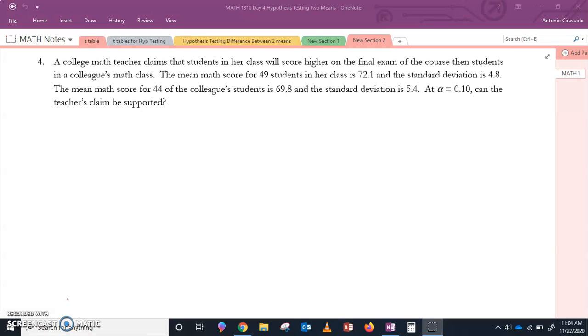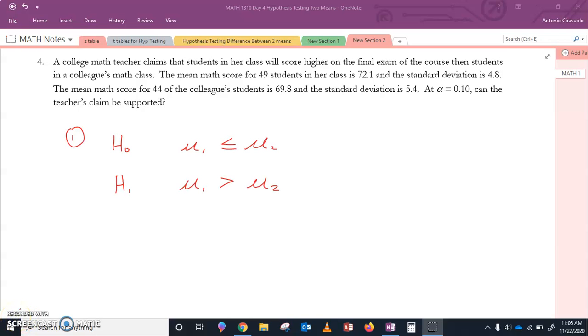At alpha equals 0.10, can the teacher's claim be supported? So before we start, I'm going to ask that you write the hypotheses out, and then we'll compare our notes. And the hypotheses I got are the following.